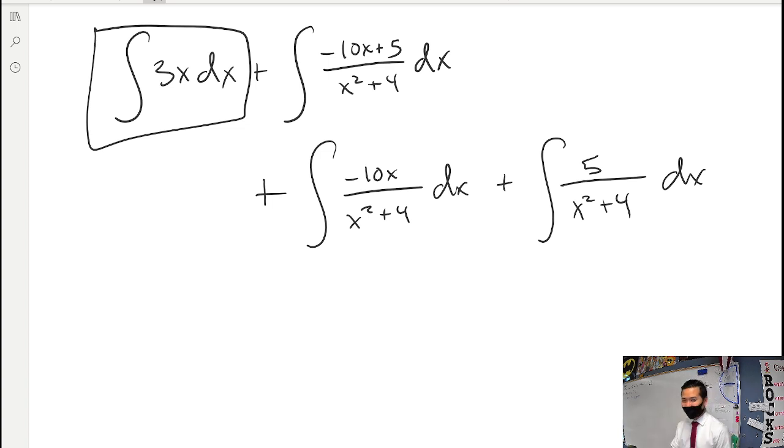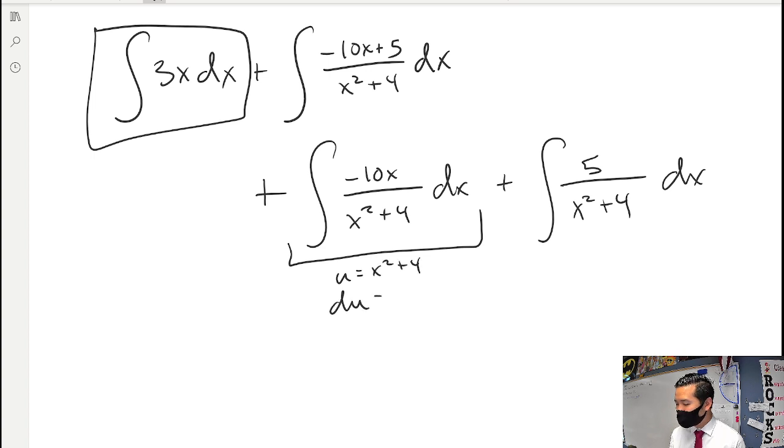Because here's the thing. I don't know if you see this or not, but you can do a U substitution here. You can let u equal x squared plus 4, which means du is equal to 2x dx, right? Move the 2x over, you end up with du over 2x is equal to dx. Yeah?